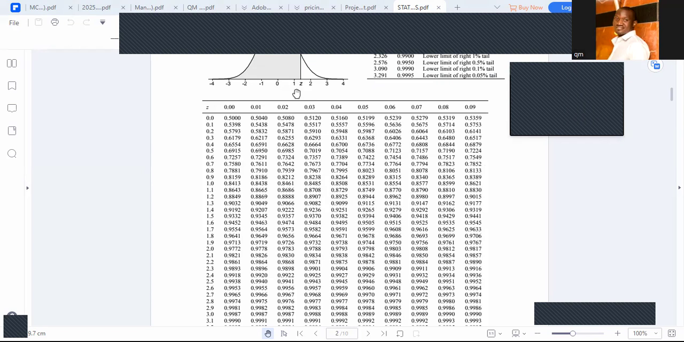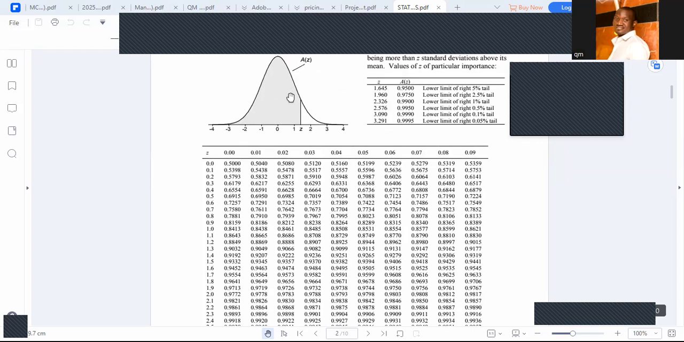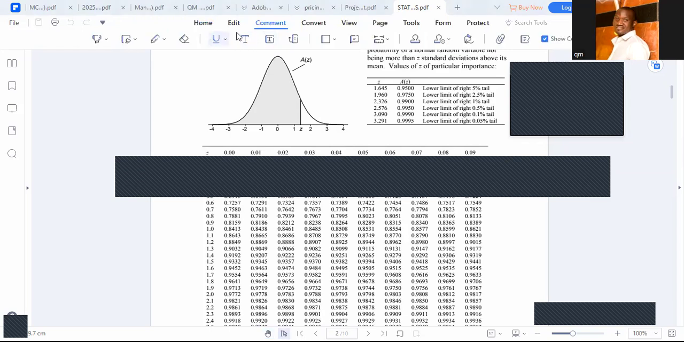A normal distribution is a probability distribution that is bell-shaped, as you can see, which is symmetrical at the mean. This simply means that the left side is equal to the right side. In between here, we have 50% on one side and 50% on the other side. The total probability must add up to 1.